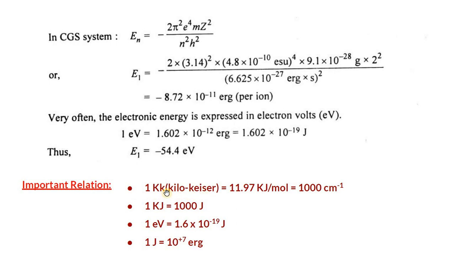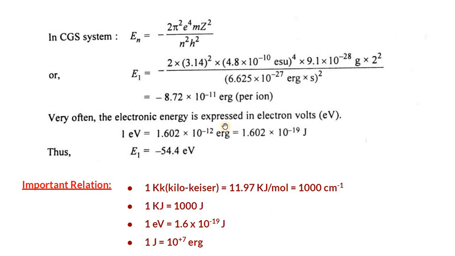Okay, kilogaussr, this is the amount of energy. So 1 kilogaussr equals 11.97 kilojoule per mole, and that equals 1000 centimeter inverse. So you can interconvert to anything. Then 1 kilojoule equals 1000 joule, 1 electron volt equals 1.6 multiplied by 10 to the power minus 19 joule, and 1 joule equals 10 to the power 7 erg. So these equations will help you a lot when you interconvert the energy units.